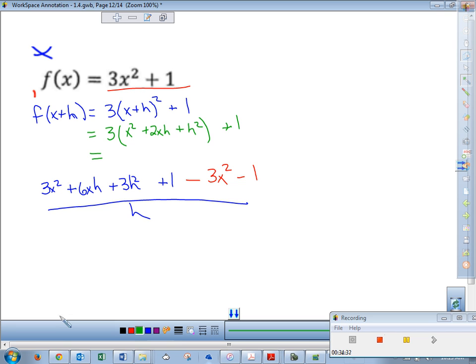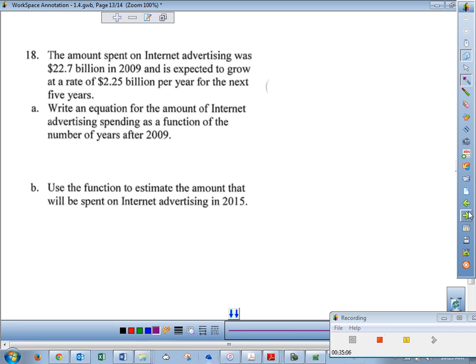Cancel stuff out. 3x squared, negative 3x squared, 1, negative 1. See these 3 leftovers? They should all have an h in them, right? So reducing by a factor of 1h in each one, that would cancel him out. There would still be 1h left over, being how there were 2 h's in that guy in the first place, and he is gone also. 6x plus 3h. Nice? Cool.